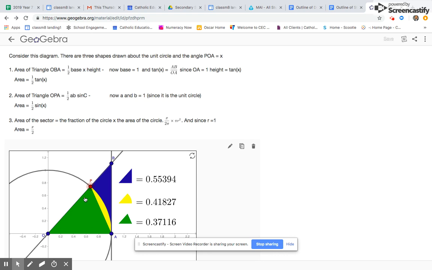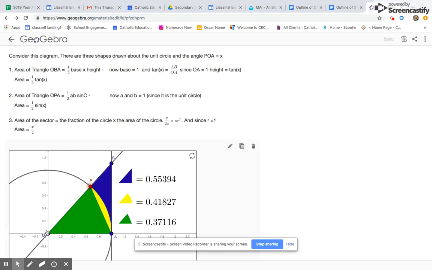The area of the small triangle, we can use our formula of half ab sine C. And we know that a and b are both 1 because we're in the unit circle. So it just becomes a half of 1 times sine x. So the area of the second triangle is half times 1 times sine x. So the area is a half sine x.